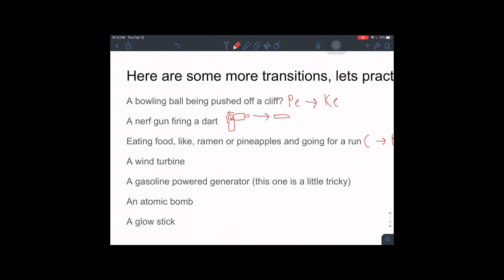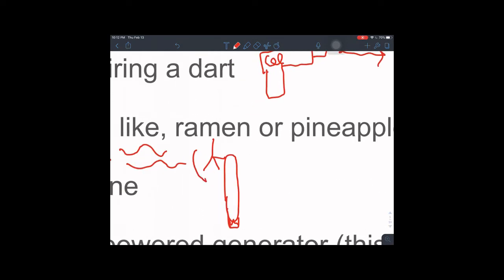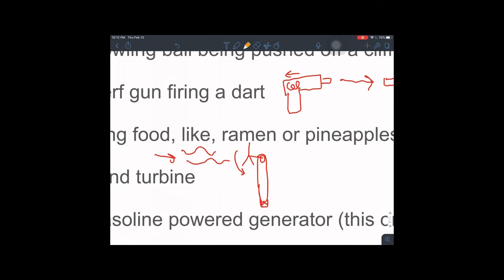A wind turbine. So this is fun. If we have a wind turbine, we have a long shaft and blades. And as the wind runs into those blades, we will see some rotation about those blades. These blades turn a bar, which turn a generator, which produce electricity. So we have kinetic energy in the wind, becoming kinetic energy in the blade's motion, becoming electrical energy once the blades spin the generator.